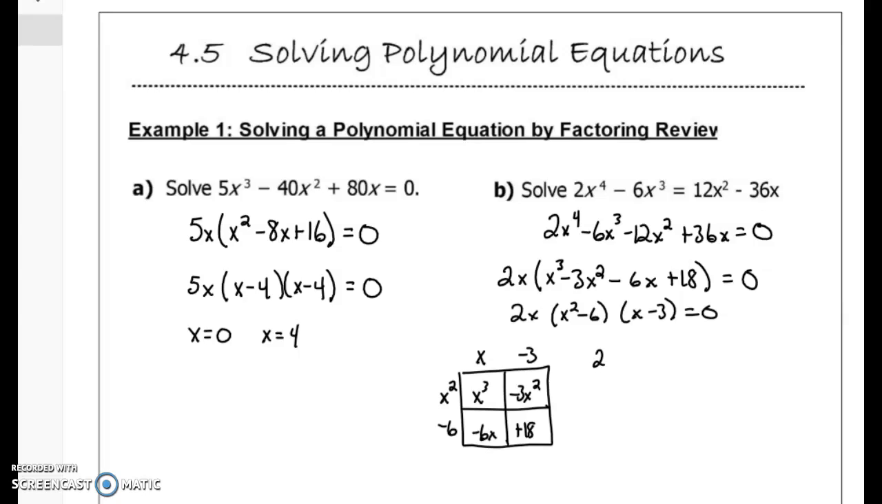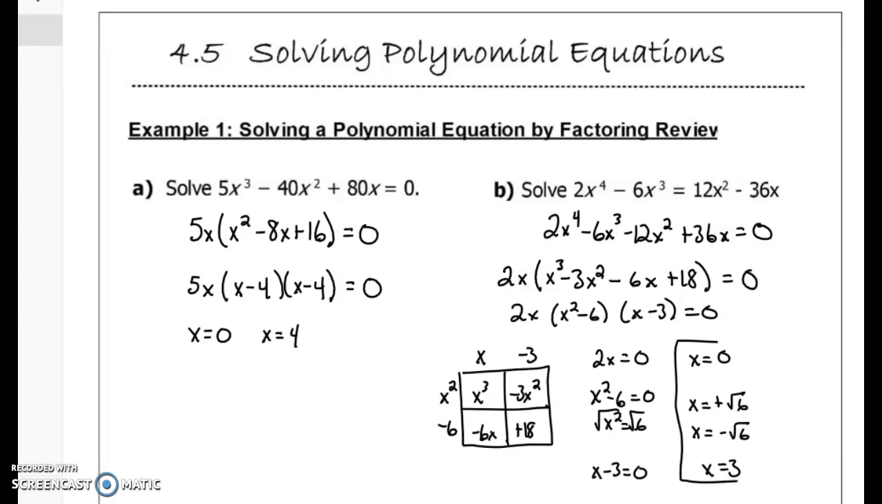Now to find those solutions, you set each one equal to 0. So when I set 2x equal to 0, I get a solution of x equals 0. When I set x squared minus 6 equal to 0, I add the 6, and then I square root. And when you square root the 6, you get a positive square root of 6, and you get the negative square root of 6. So there's two solutions that come from that one factor, x squared minus 6. And then set the factor x minus 3 equal to 0, and you get x equals 3. So my solutions are 0, positive square root 6, negative square root 6, and 3.